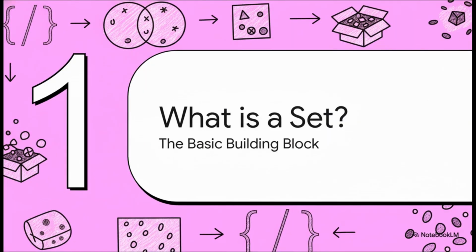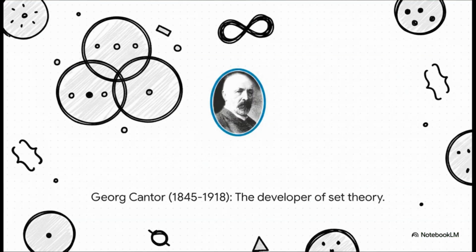All right, let's dive right into our first and maybe most important question. What exactly is a set? We're starting from the ground up here. And let's start by meeting the man himself, George Cantor. He was a German mathematician who, way back in the 19th century, pretty much invented this whole field. He's the mind behind everything we're about to explore.